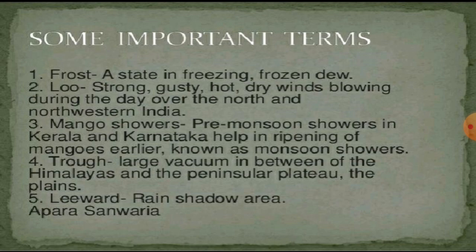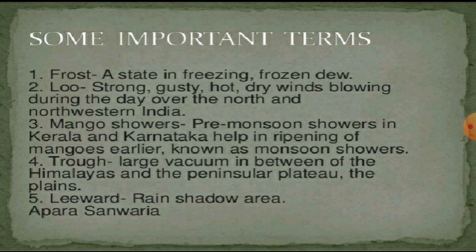Now, there are some important terms which you need to know. One of them is frost, a state of freezing, frozen dew. Lu: strong, gusty, hot, dry winds blowing during the day over north and northwestern India in the summer season. Mango showers: pre-monsoon showers in Kerala and Karnataka help in the early ripening of mangoes, known as mango showers.